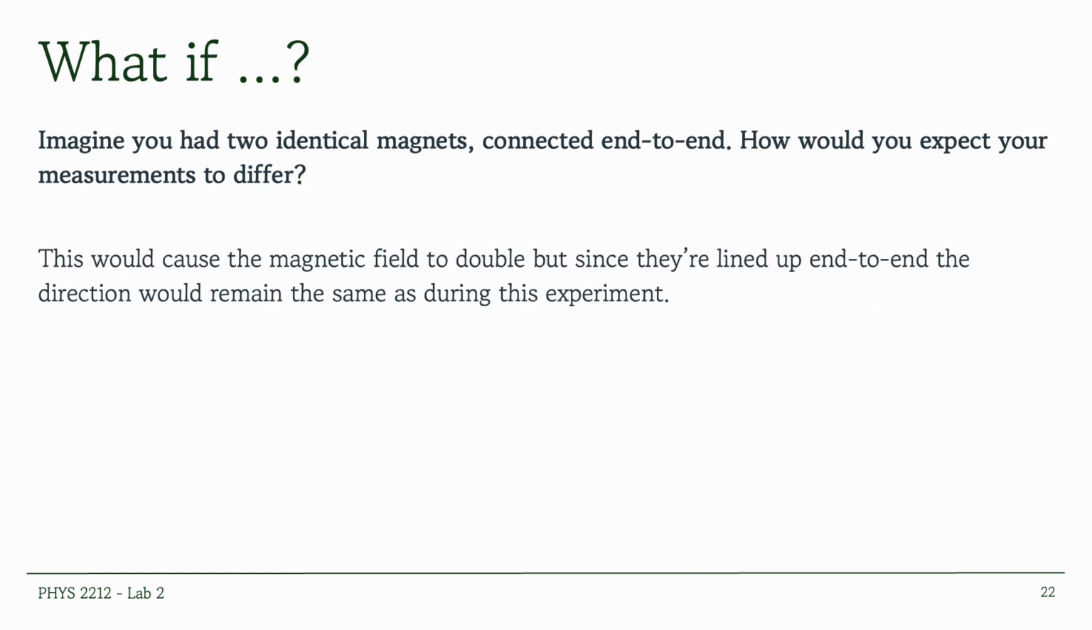And then if there were two magnets connected end to end, I would expect that the magnetic field would double, but since they're lined up end to end, the direction would remain the same as it did for this experiment.